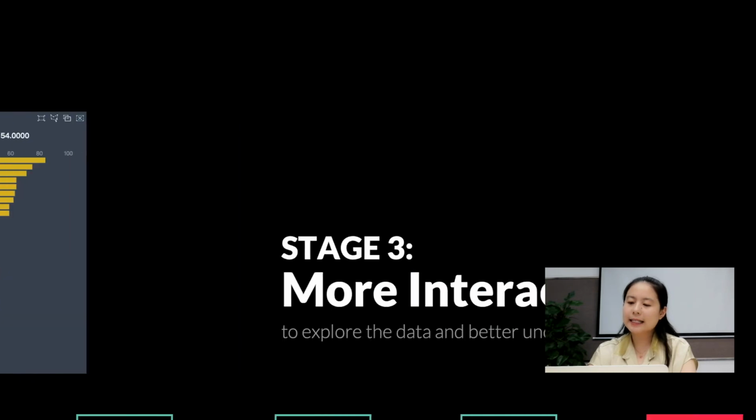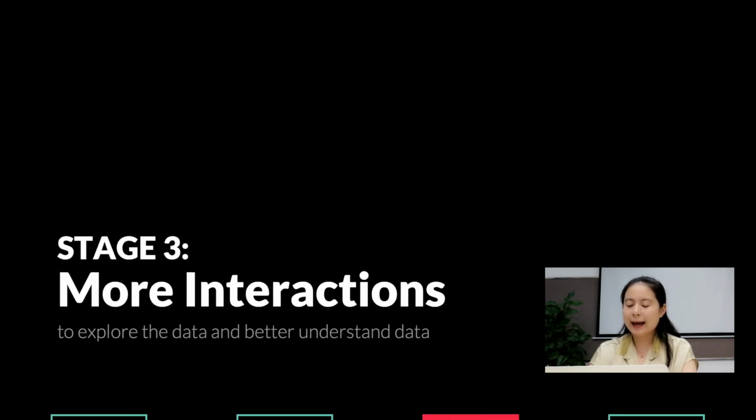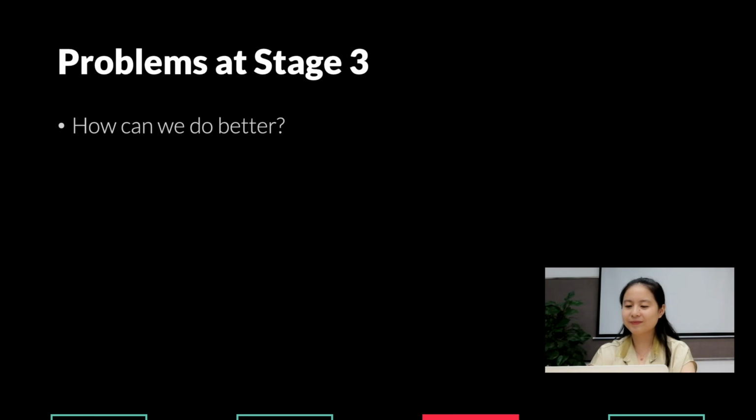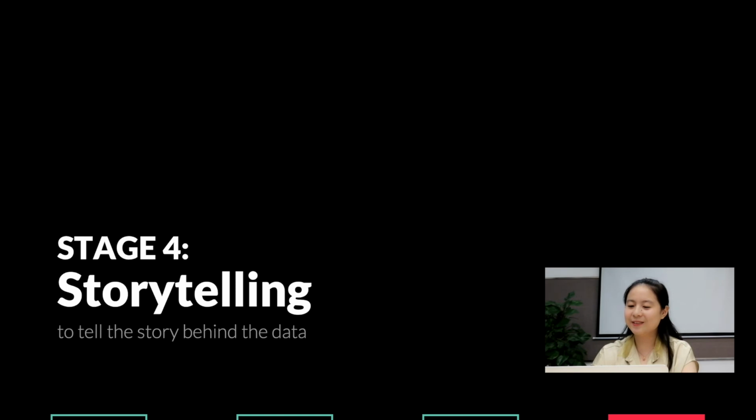We can see that at stage 3, we already have quite complex abilities to make charts of different styles. Your imagination of what you want to make with these features is really the limitation of what you can create. So how can we even do better after this? Well, Apache ECharts answered this question with storytelling, to tell the story behind the data.